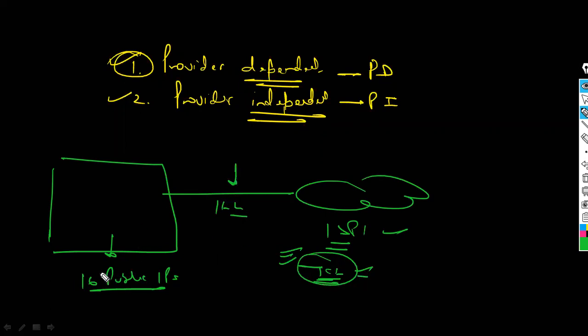So we are using 16 IPs here in this network, maybe in the data center, right? In NATing, or maybe assigning to different resources. Now, let's say you want to change your service provider.